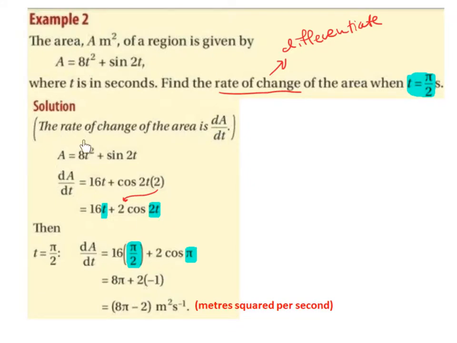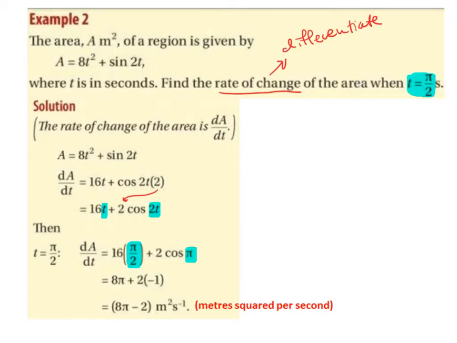So the area is 8t squared plus sine 2t. The derivative dA dt: 8t squared differentiates to 16t. Sine 2t differentiates to cos 2t times 2. So we're using the chain rule here. We differentiate the sine, so we get cos 2t, we keep the angle, and then we differentiate the angle. 2t differentiates to 2, because remember we're differentiating with respect to time. And cos 2t times 2 becomes 2 cos 2t. So we get 16t plus 2 cos 2t.